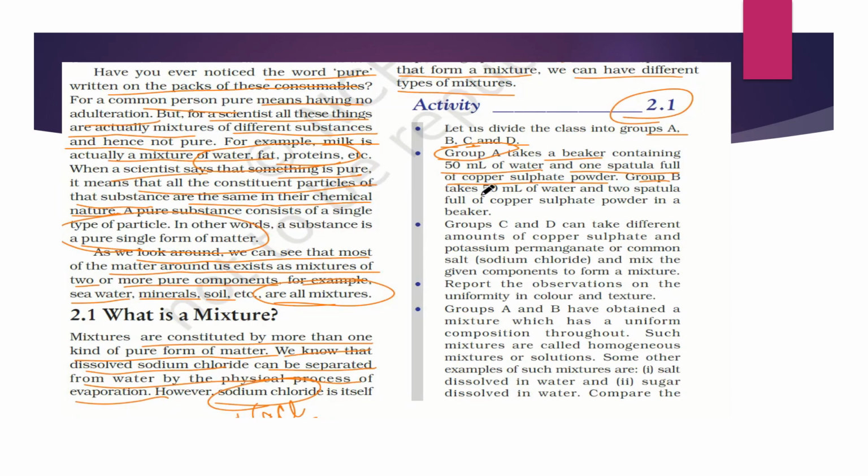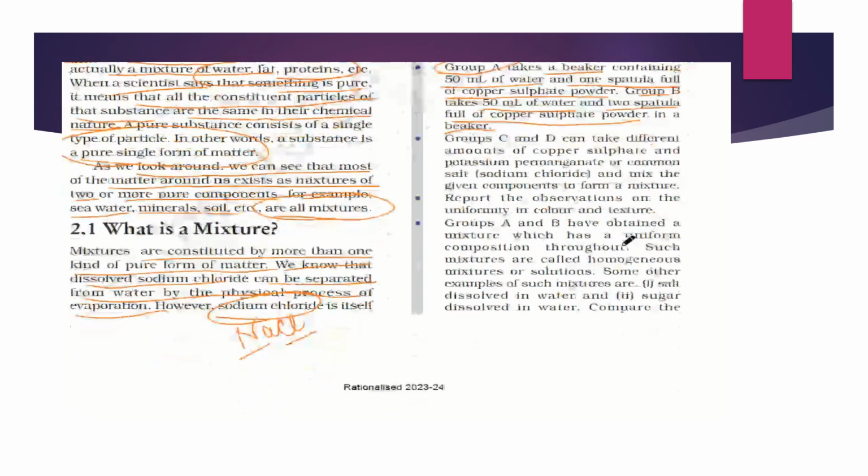Group B is given 50 ml of water and 2 spatulas full of copper sulfate powder in the beaker. Groups C and D can take different amounts of copper sulfate and potassium permanganate or common salt. So, group A takes 50 ml of water and 1 spatula of copper sulfate. Group B takes 50 ml of water and 2 spatulas of copper sulfate. Groups C and D take whatever amount of copper sulfate they want, and potassium permanganate or salt. Group C takes potassium permanganate and copper sulfate, and group D takes copper sulfate and common salt. They are mixing the given components to form a mixture.